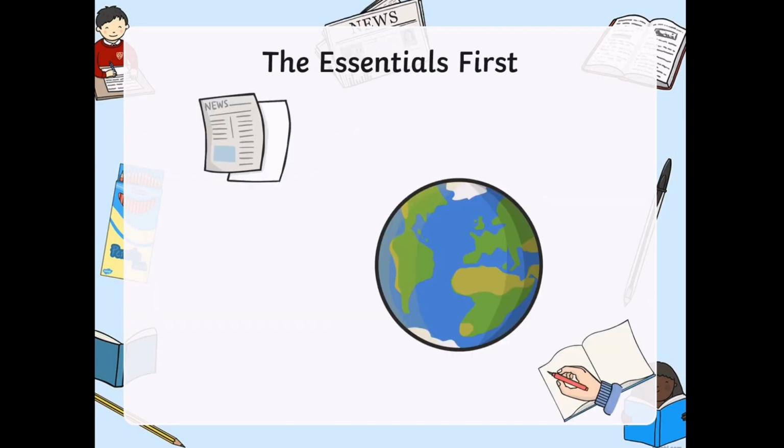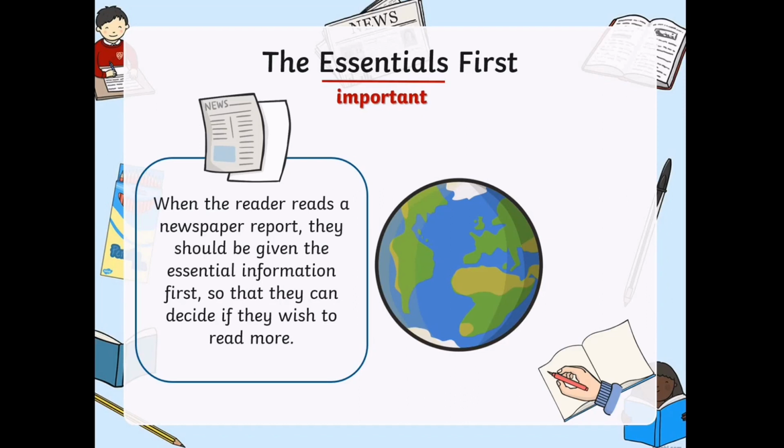The essentials first. Here, essential means important. So what do we mean by essentials first? In newspaper reports, we need to present the most important information first. Why? So that the reader can decide if they want to read more about that topic or not.